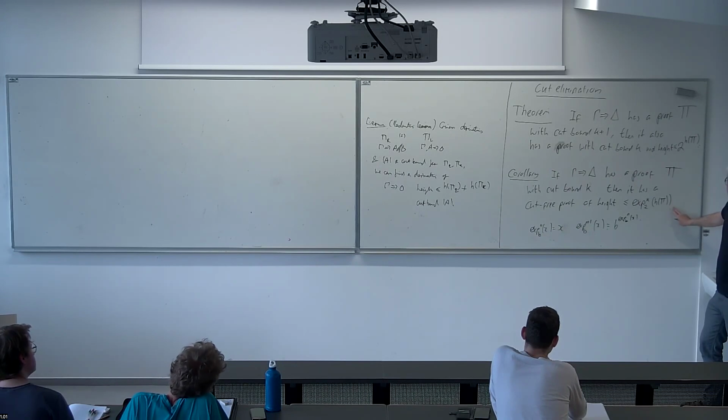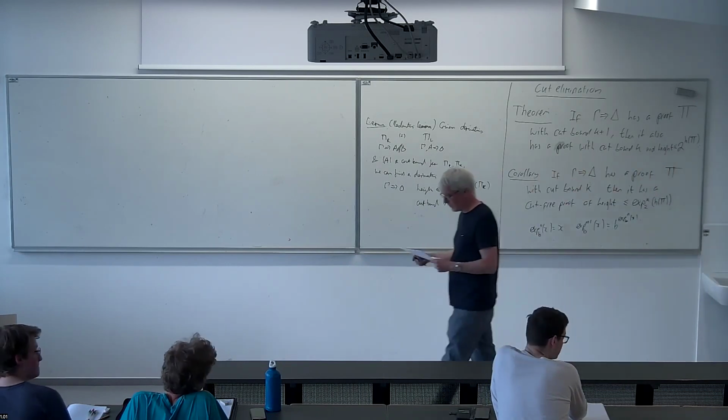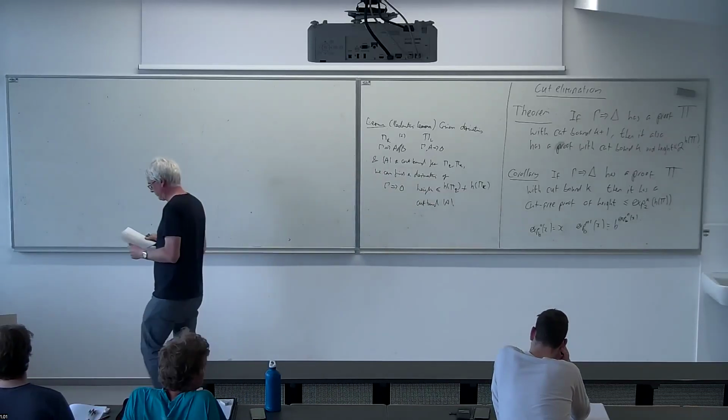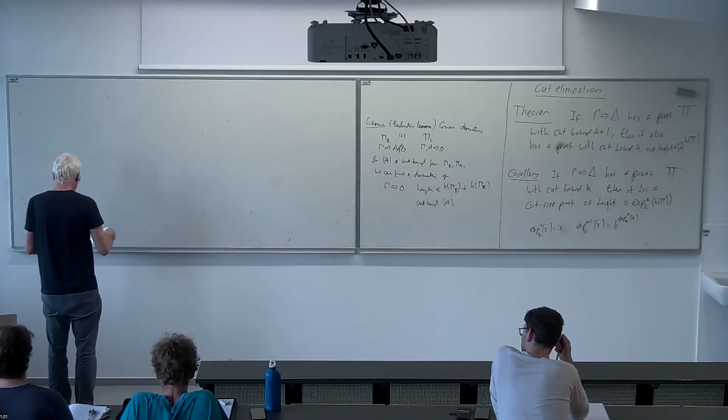And in general, you can give examples that show that you cannot do better than an iterated exponential bound. So cut elimination is necessarily a very costly process, a very complex process.